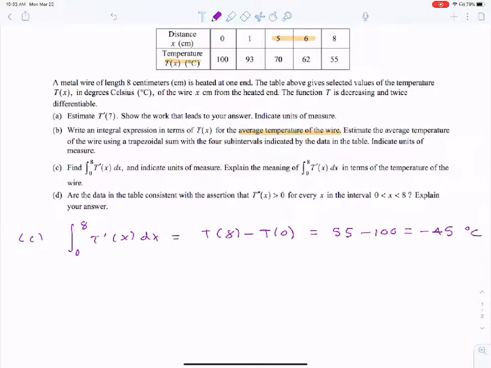So what this tells me is that the temperature decreases by 45 degrees Celsius from the starting point where this thing is lit. So I'll write that out, see if I can write that a little bit better. But that's basically what this is telling me.